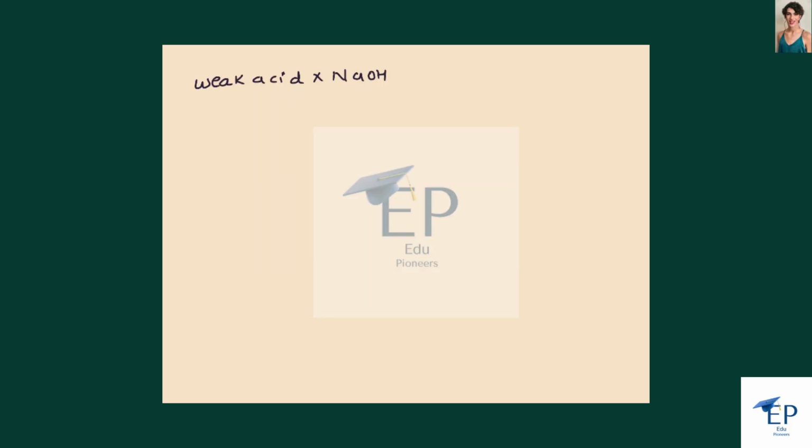Hello students, here in this question we are discussing the half-equivalence point of titration between a weak acid and NaOH. We have to know that NaOH is a strong base. So when a weak acid is titrated with a strong base, it will result in a buffer solution. So here we can use the Henderson-Hasselbalch equation.